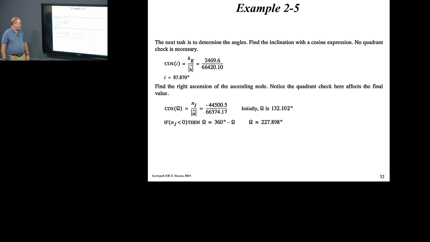And initially, the value you get out of this is 132 degrees. But then you check the j-th component of the node vector, and you find actually it is negative. So then, to get the final value for the right ascension of the ascending node, you take 360 degrees minus that 132, and that gives you the final value. So just a little if statement you put into your MATLAB code.